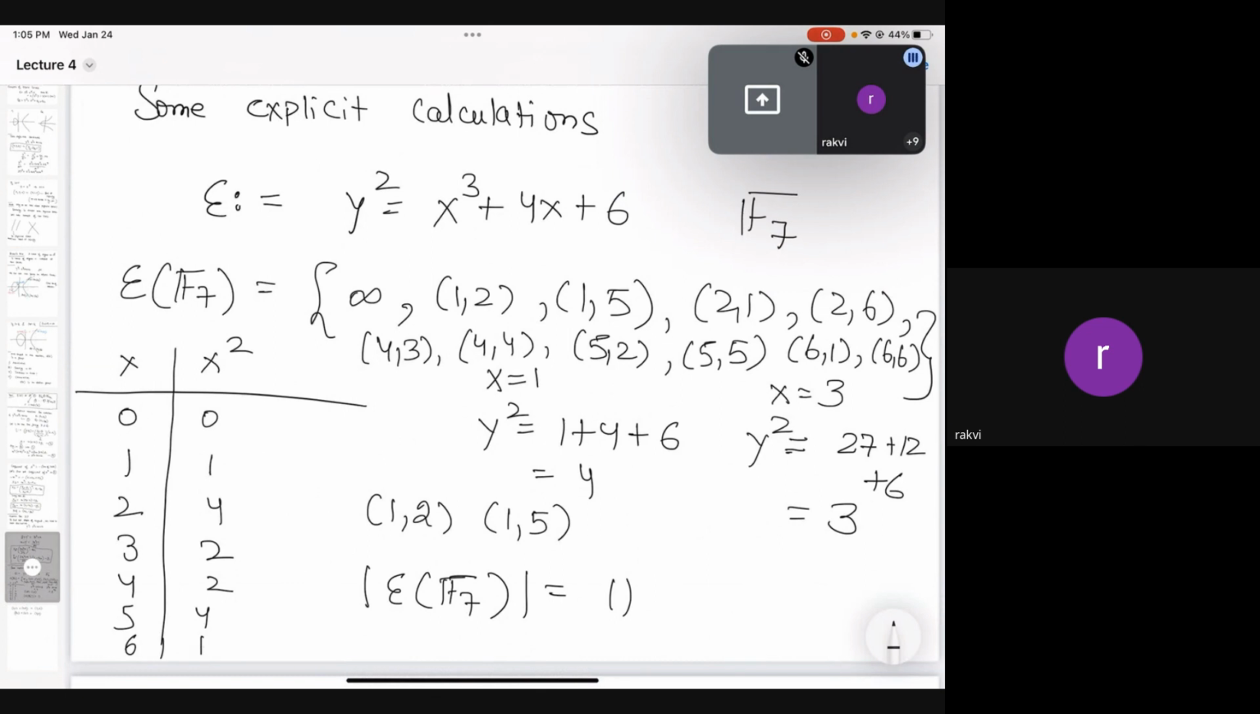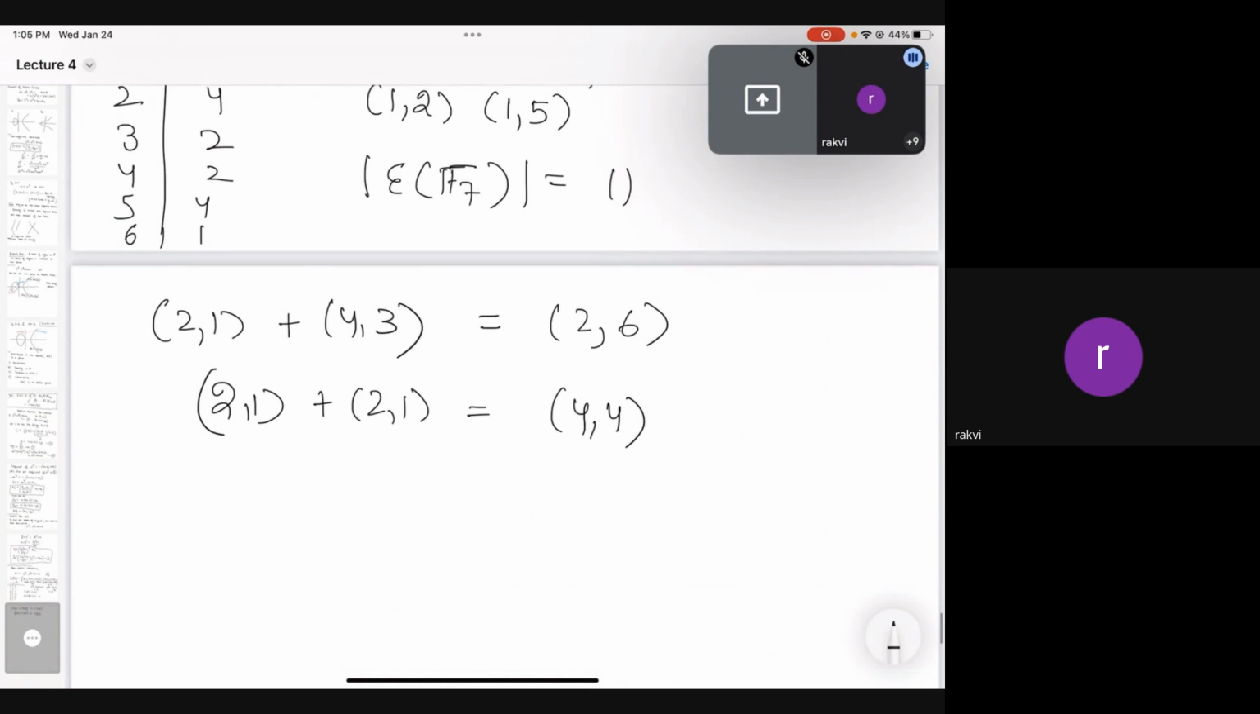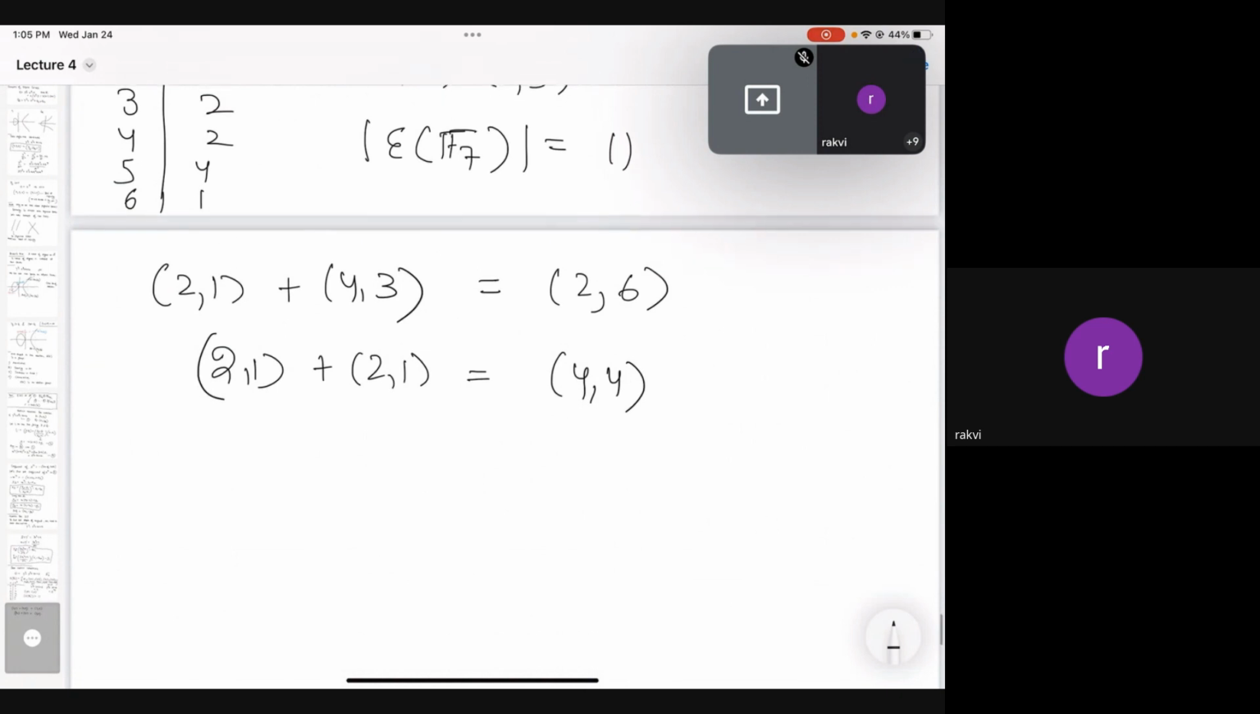So this is just some explicit calculation. And also the fact that, so just some quick observations here.